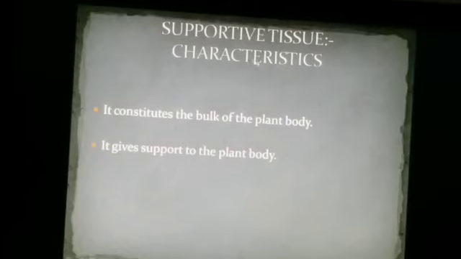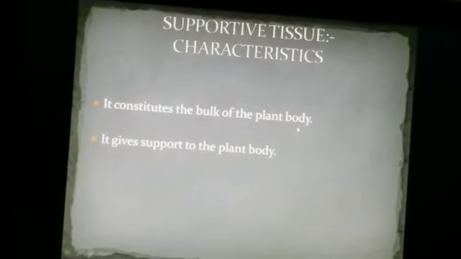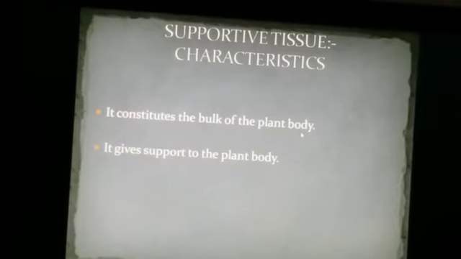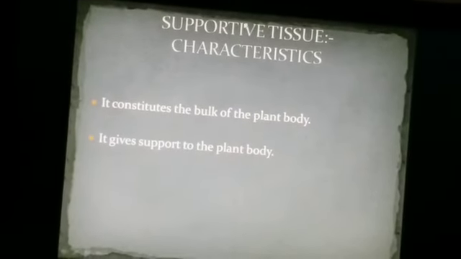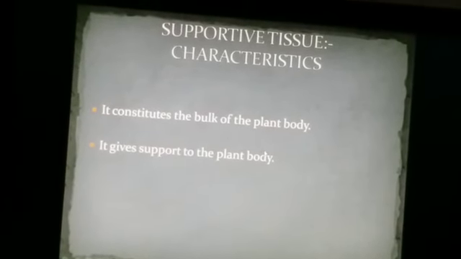Now, what are the characteristics of supportive tissues? It constitutes the bulk of the plant body, the major part of the plant, which is made up of supportive tissue, and it gives support to the plant body.